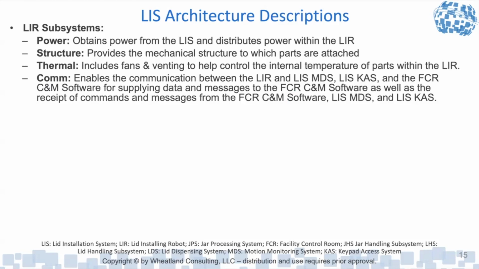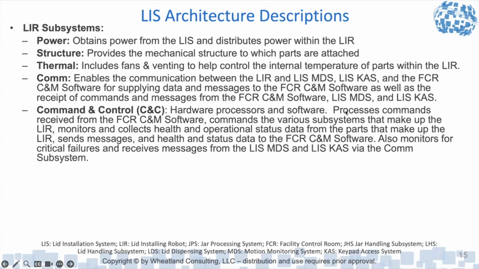robot. The communication system enables communication between the lid installation robot and the motion detection system, the keyboard access system, and then the CNM software for supplying data and messages to the software, as well as receipt of commands and messages from the software, the motion detection system, the keyboard access system.